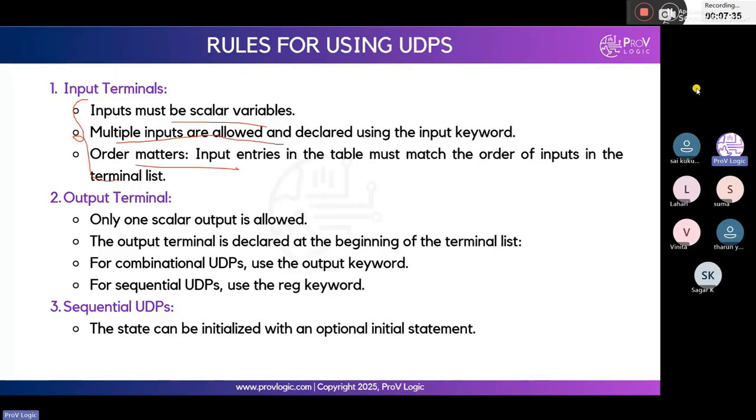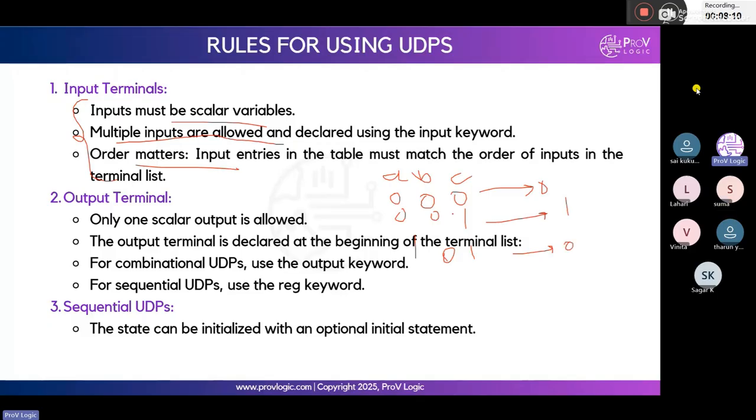Multiple inputs are allowed and declared using the input keyword. Order matters. Like we are using the truth table directly, we definitely need to follow the order. Suppose ABC is the order. According to ABC, suppose you are writing 0 0 0, 0 0 1, 1 0 1. Suppose for 0 0 0, output is 0. For 0 0 1, output is 1. For 1 0 1, output is 0, and carry will be 1, suppose.